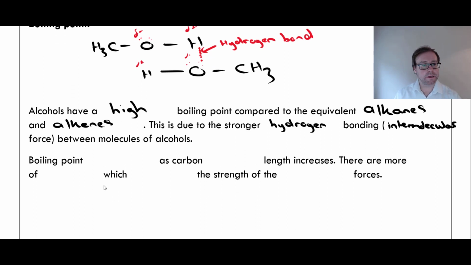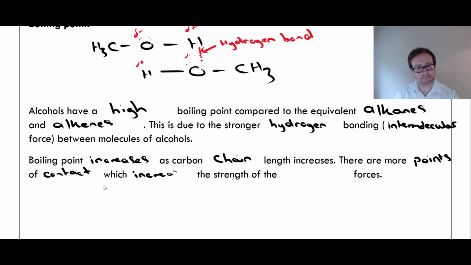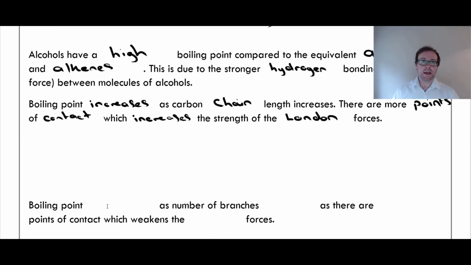Okay, so boiling point increases as carbon chain length increases. There are more points of contact, which increases the strength of the, I'm going to put London forces. So you really need to know what intermolecular forces are, and students get confused in this, so all I'm going to do is draw a diagram.